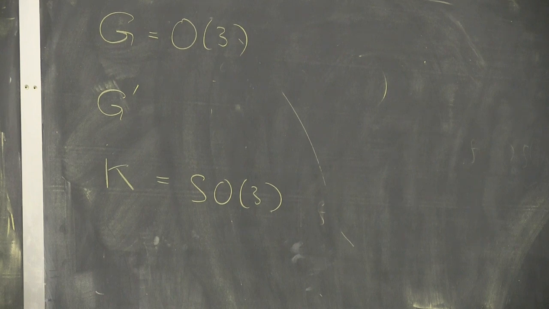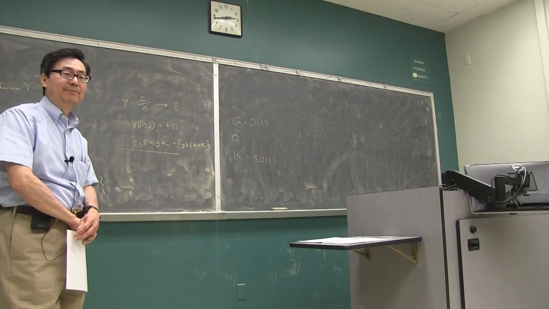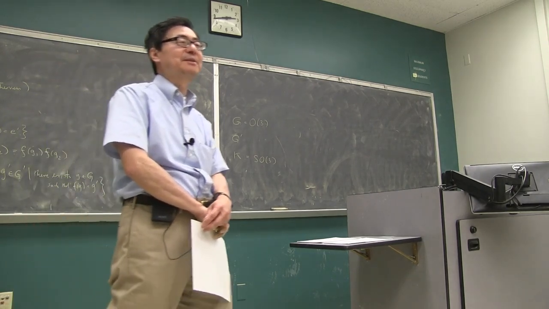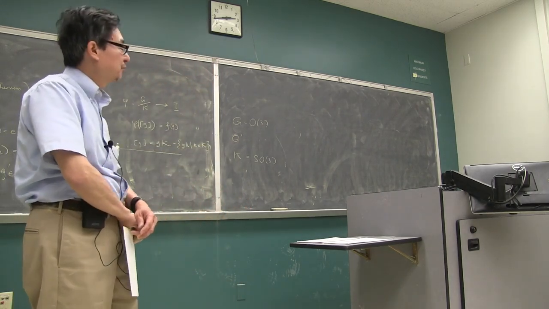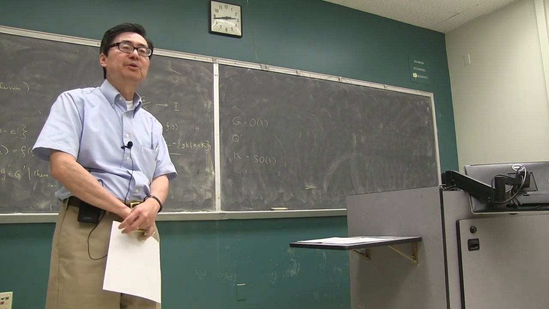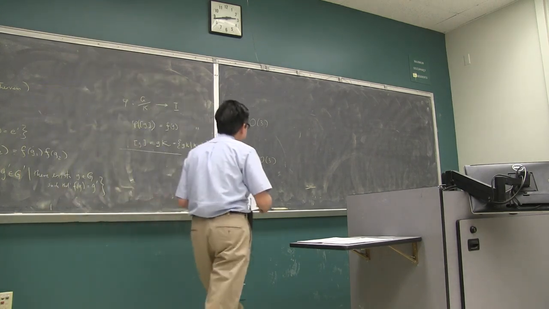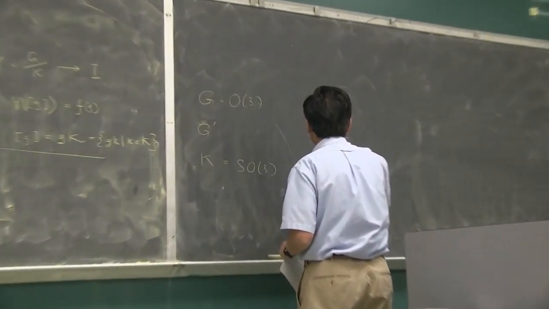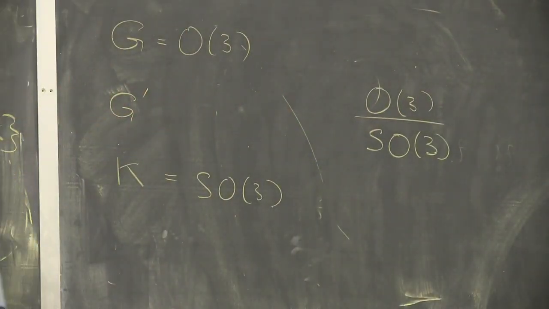The exercise asks you to prove that SO3 is also a normal subgroup of O3. That's not too hard to prove, okay? So you're asked to prove that. SO3 being a normal subgroup of O3, we can then form the quotient group of O3 divided by SO3. So we'll look at this thing in here, right? O3 divided by SO3, the quotient group.